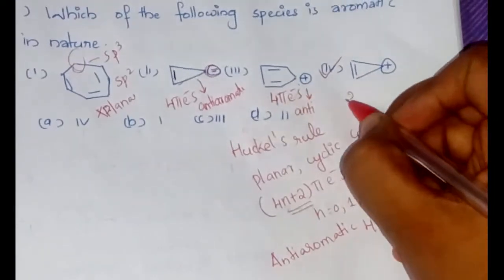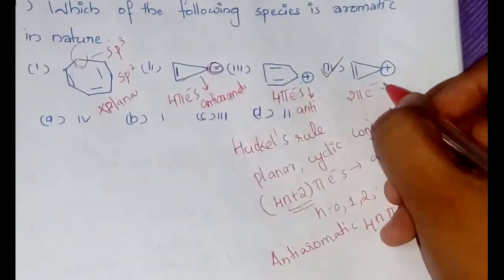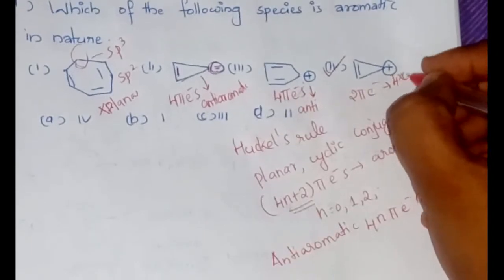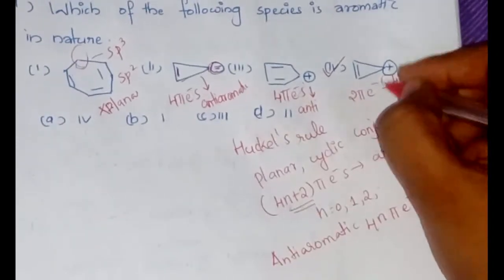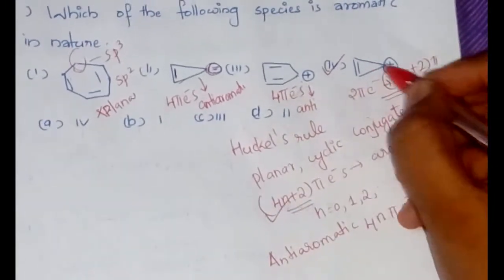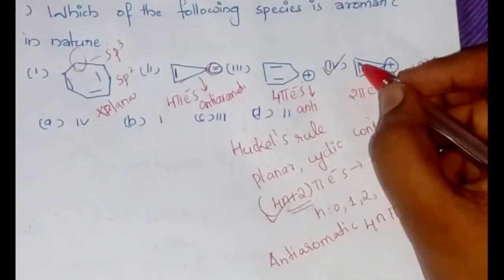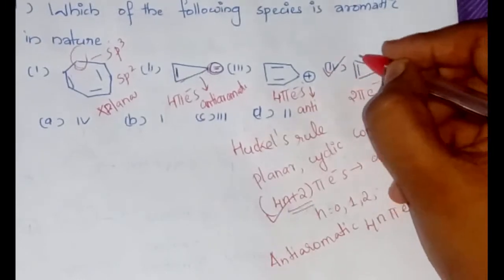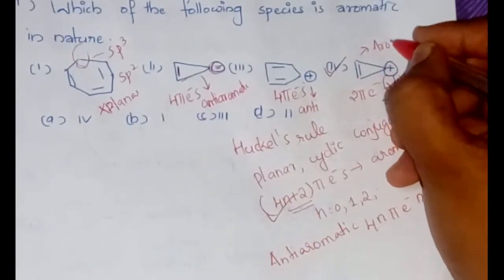Here we are having 2 pi electrons. 2 pi electrons means 4 into 0 plus 2 pi electrons. That is, 4n plus 2 pi electrons is satisfied. And this is conjugated and planar. And therefore this is aromatic. And that itself is our answer.